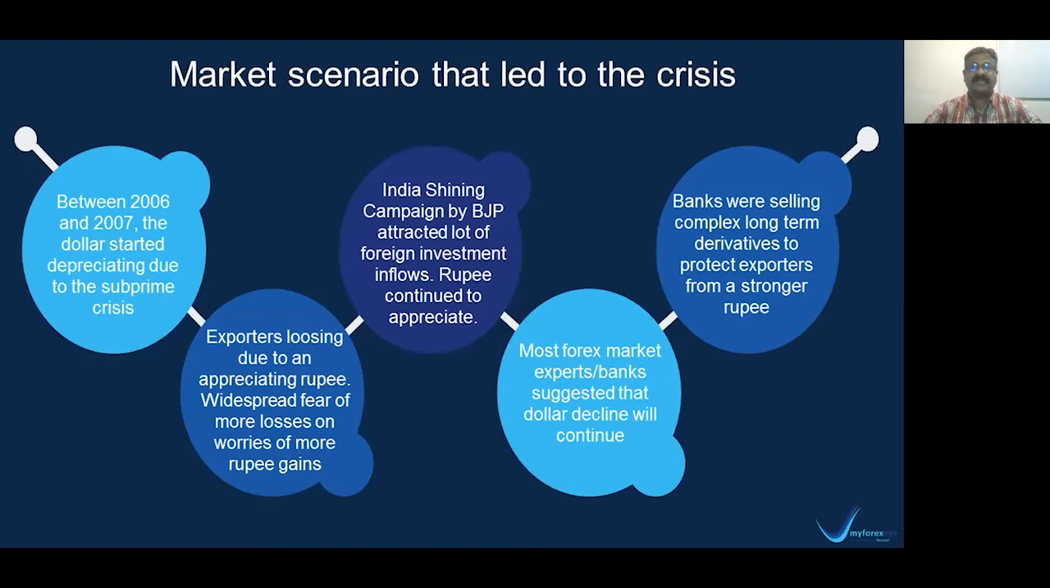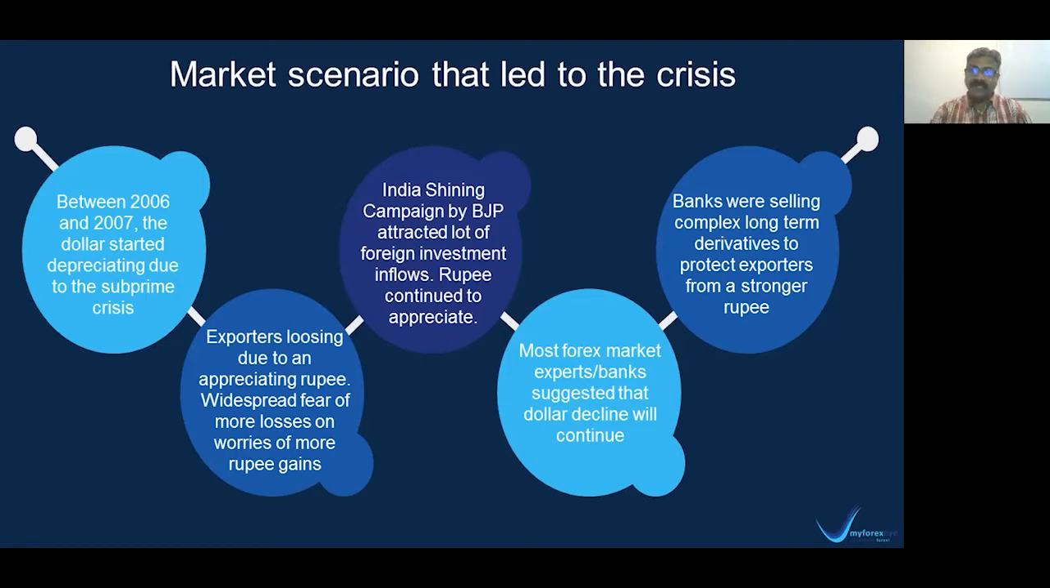But before that, let's understand what was the market scenario that led to the crisis. Between 2006 and 2007, the dollar was weakening against all the currencies and rupee was gaining, predominantly after the aftermath of the subprime crisis. Exporters were losing a lot of their competitiveness because rupee was appreciating, and there was widespread fear in the market that rupee would continue to gain.